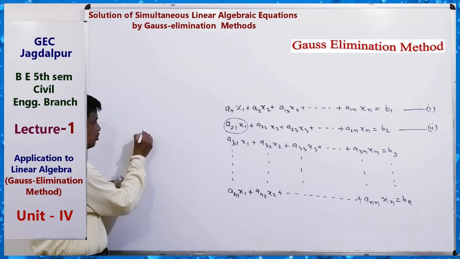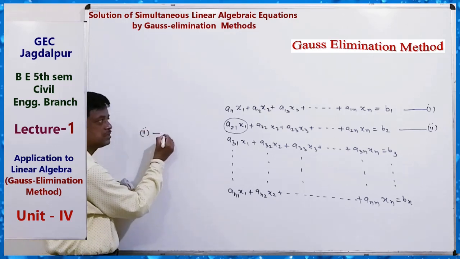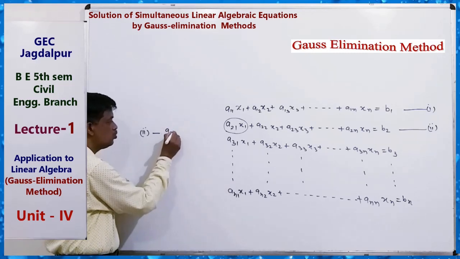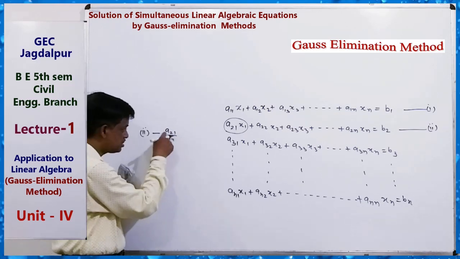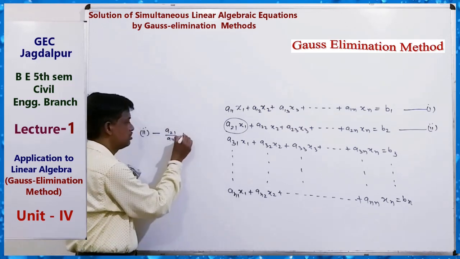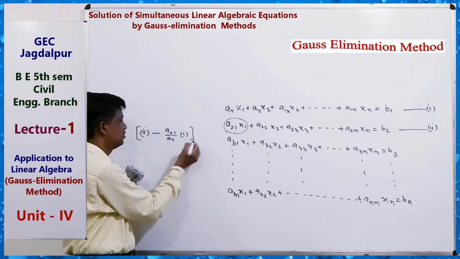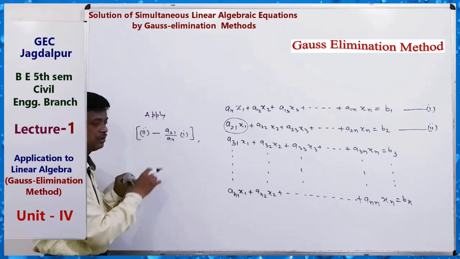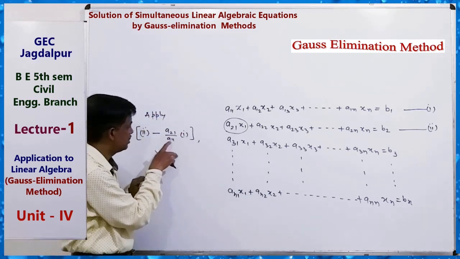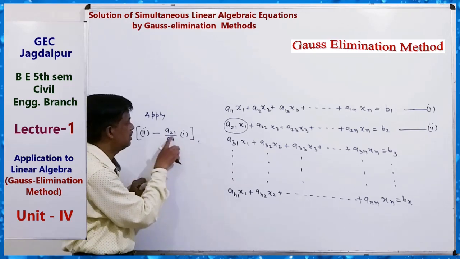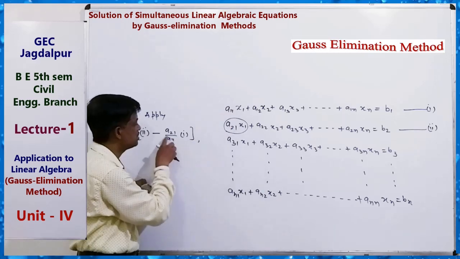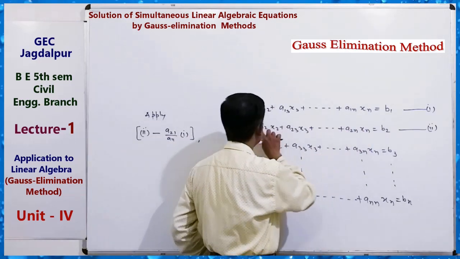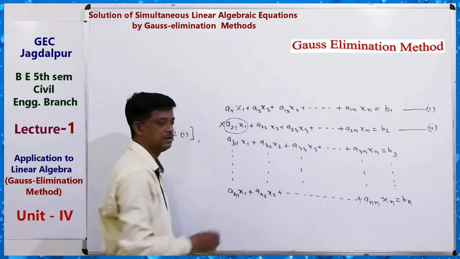Equation 2 minus A21 by A11, this is the constant value, multiplied by the first equation. This is our operation. Applying this operation means multiplying the first equation by this and subtracting from the second. Then A21 by A11 means A21 x1 has the same value, it will be cancelled, and all the constants will change, and this will be eliminated.